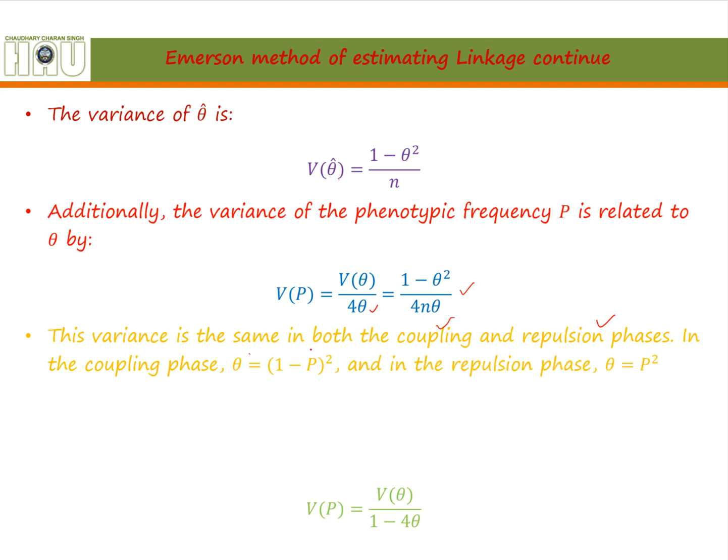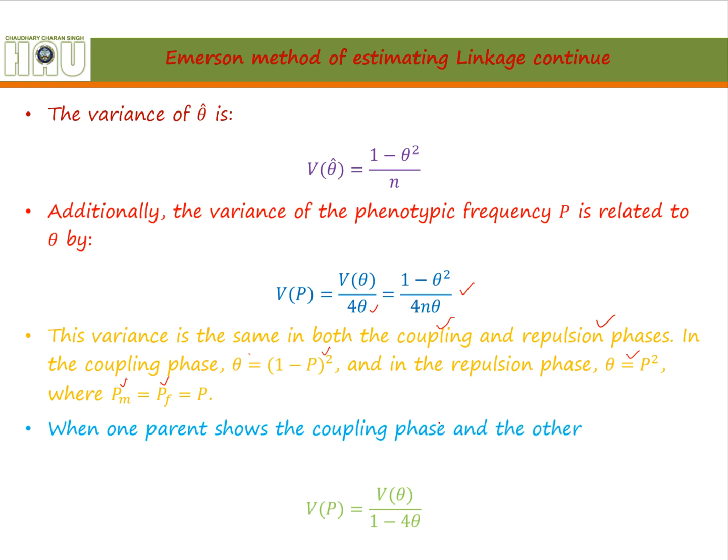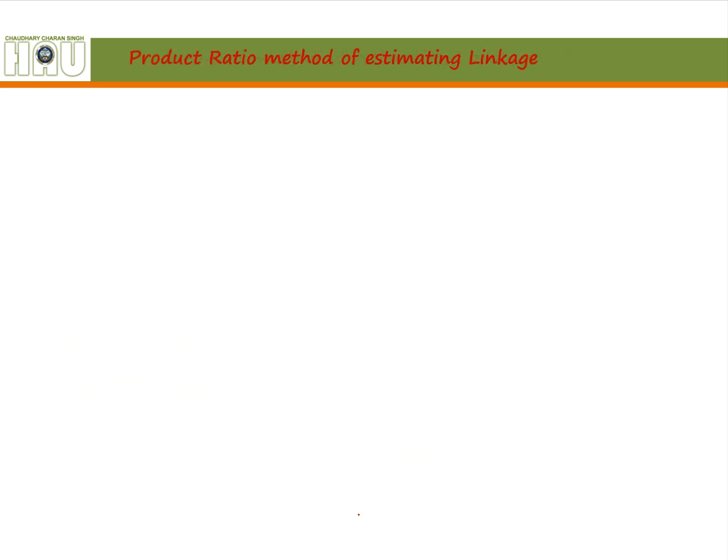In coupling phase, theta will be calculated as 1 minus p whole square, and in repulsion phase, theta is equal to p square, only when the recombinant fraction of female and the recombinant fraction of male are equal and equal to p. And if one parent shows coupling phase and the other parent shows repulsion phase, then theta will be p times 1 minus p. And we obtained this variance as this thing.